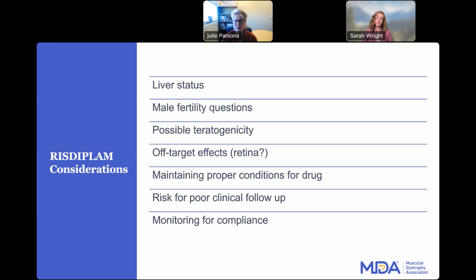Which may help solve that problem. We all are concerned about risk for clinical follow-up. So if a patient has a prescription, are they going to continue to come into clinic for follow-up care, which is ever so important, as I mentioned? And then how do we monitor for compliance? We really don't have a way to do that. So we just have to trust that patients are taking their meds or parents are giving the meds to the patients on a daily basis, which can be somewhat challenging for patients as well. Next slide.